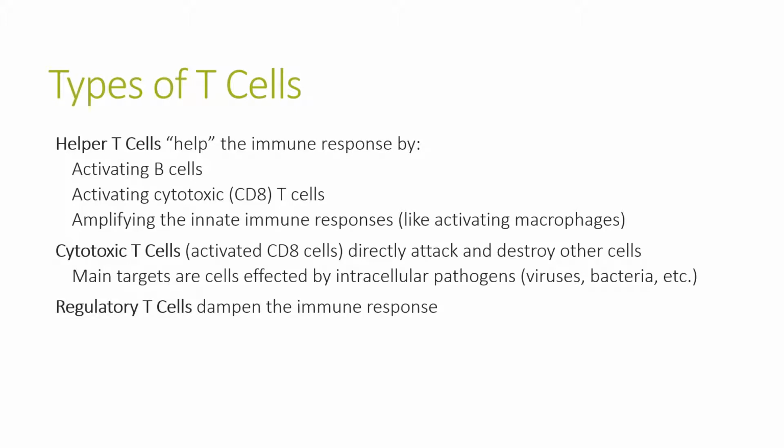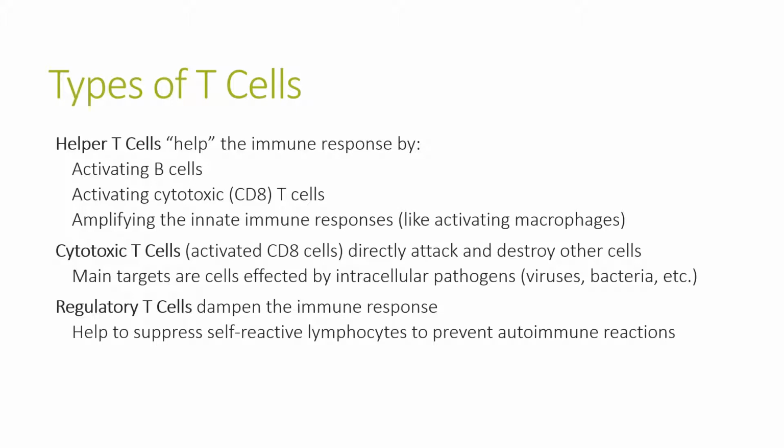The third class of T cells are called the regulatory T cells. They help dampen and moderate the immune response. This helps to suppress any self-reactive kinds of lymphocytes to prevent autoimmune reactions, to prevent our own T cells from recognizing and trying to attack our own body cells.